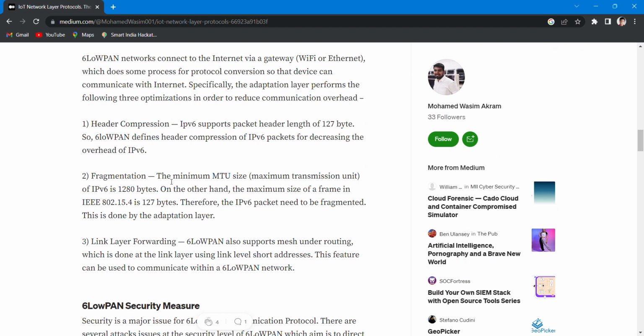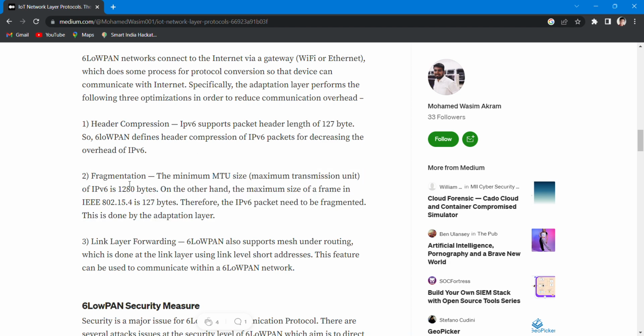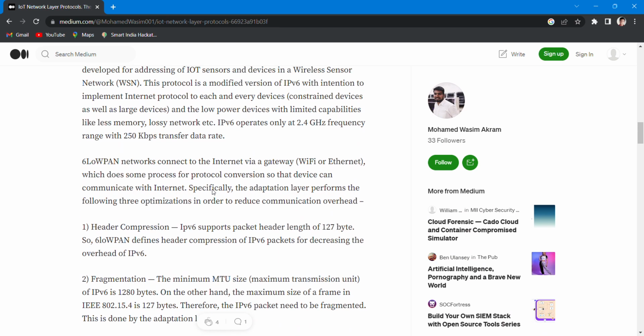Fragmentation: the minimum MTU size, that is the maximum transmission unit, of IPv6 is 1280 bytes. On the other hand, the maximum size of a frame in IEEE 802.15.4 is 127. Therefore, the IPv6 packet needs to be fragmented. That is the most required part in this 6LoWPAN, which is optimized from IPv6.